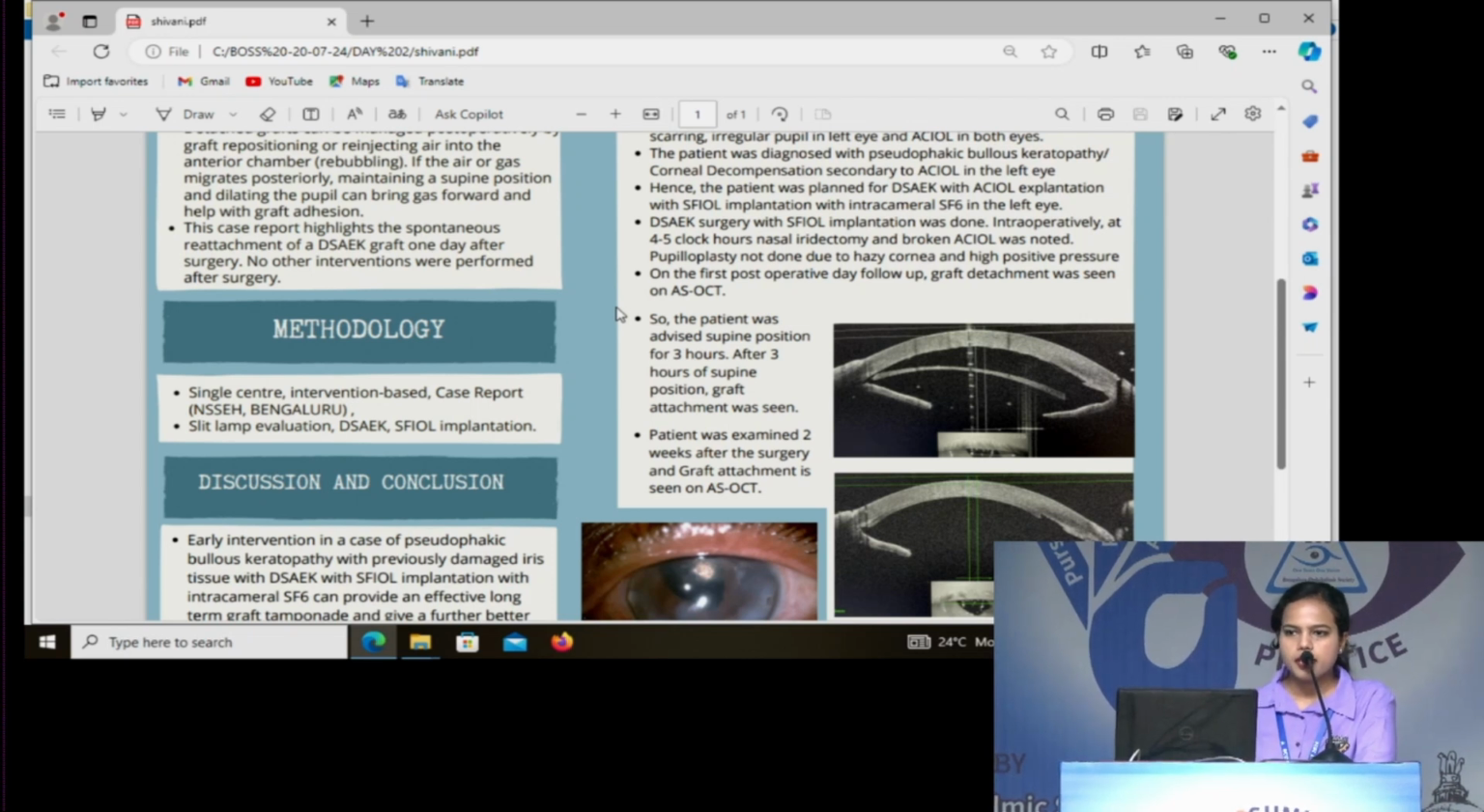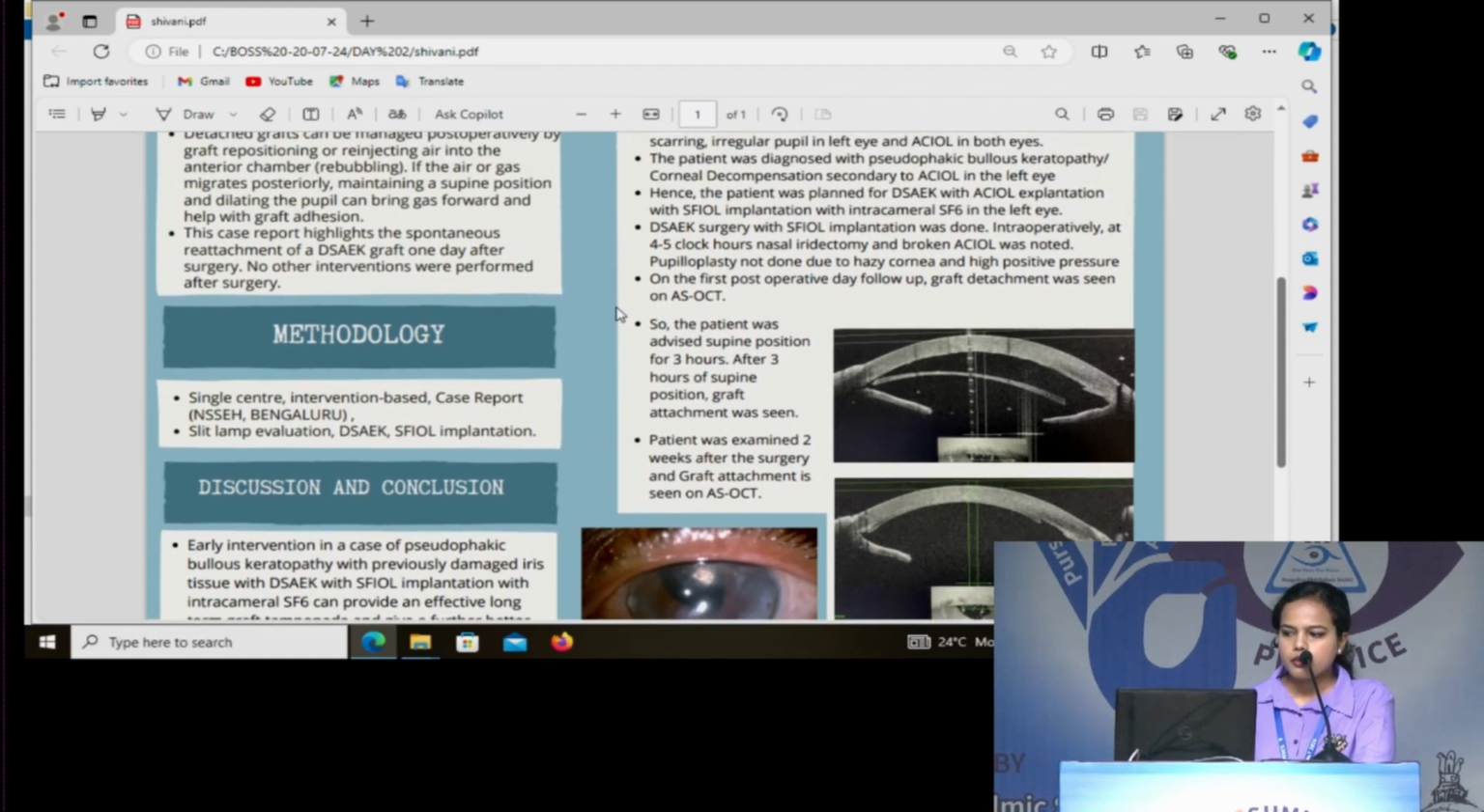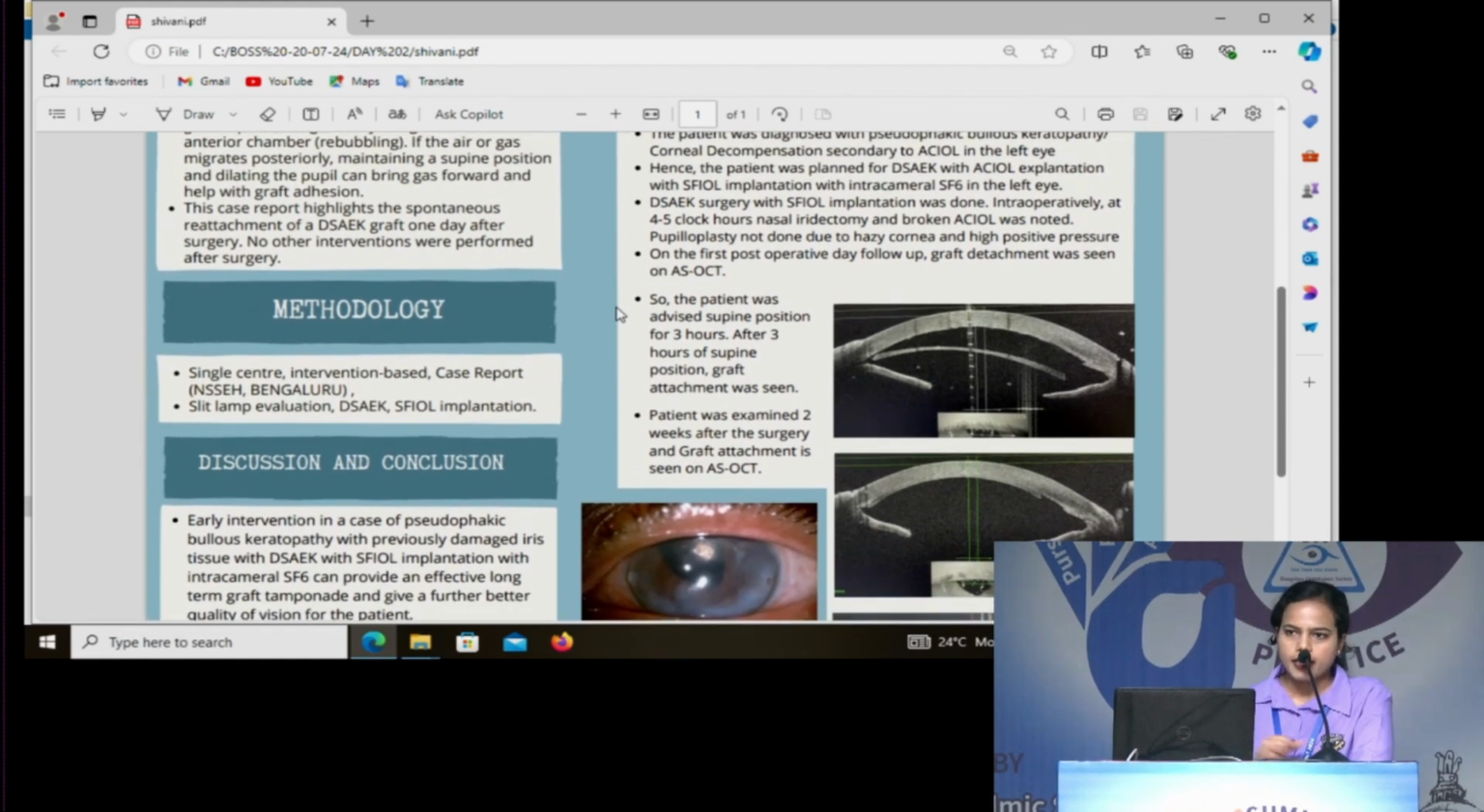This patient was diagnosed to have pseudophakic bullous keratopathy or corneal decompensation secondary to ACIOL in the left eye. Hence, this patient was planned for DSEC with ACIOL explantation, with SFIL implantation, with intracameral SF6 gas in the left eye. DSEC surgery was done with SFIL implantation, and intraoperatively at 4 to 5 clock hours, nasal iridectomy was noted with a broken ACIOL. Pupilloplasty was not done on the same day due to hazy cornea and positive pressure.